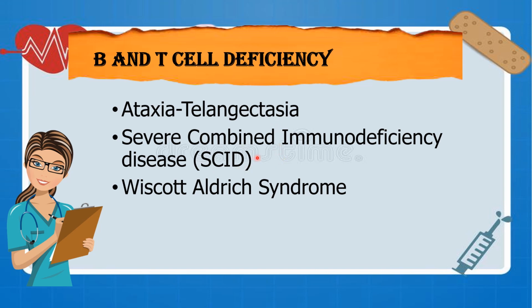The severe combined immunodeficiency disease, or SCID, both T cells and B cells are missing. Both cellular and humoral immunity are affected. In the first 3 months of life, it could already be present. While Wiskott-Aldrich syndrome is a variation of SCID but more of an inherited immunodeficiency.